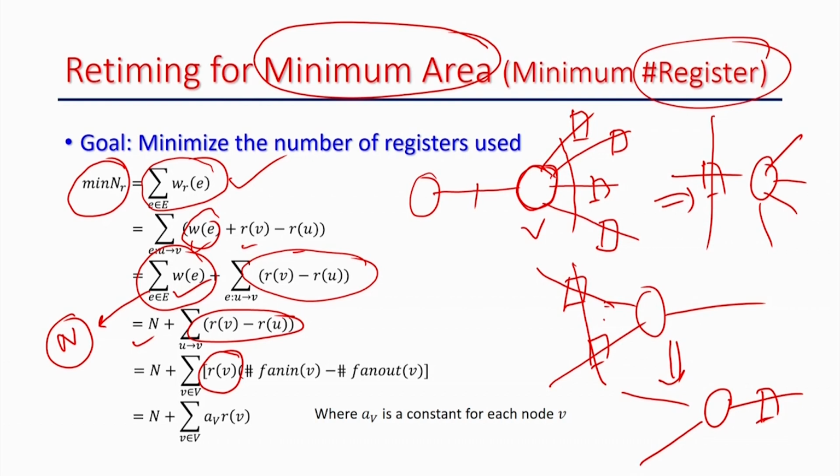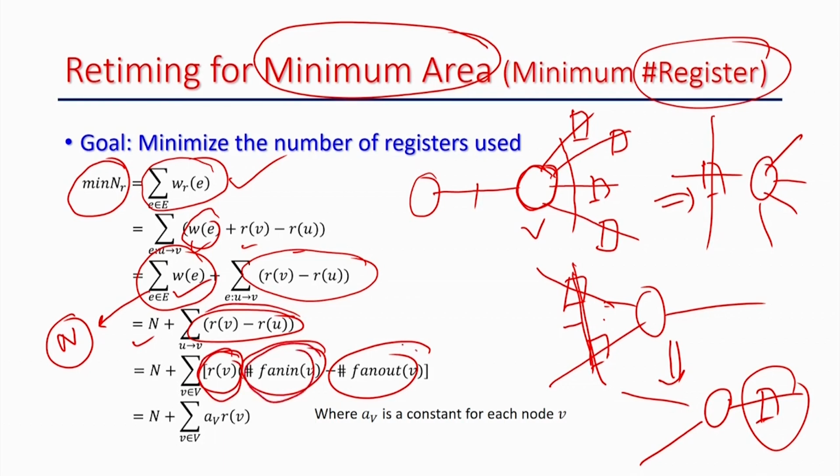So basically, sorry, fan in minus fan out. What is happening here is that fan in is 2 and fan out is 1. So if you move a resistor from the input side to the output, your number of resistors will be reduced by 1. So 2 minus 1 is 1. This will be given by RV into the number of fan in minus the number of fan out. So for a given node, how many fan ins and how many fan outs there are, their difference will give you the benefits.